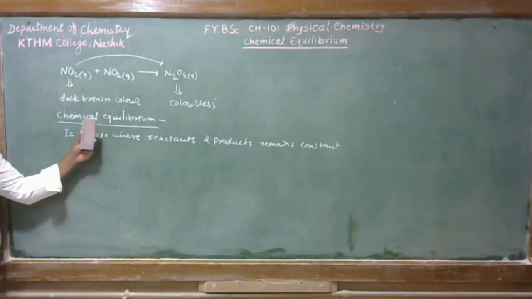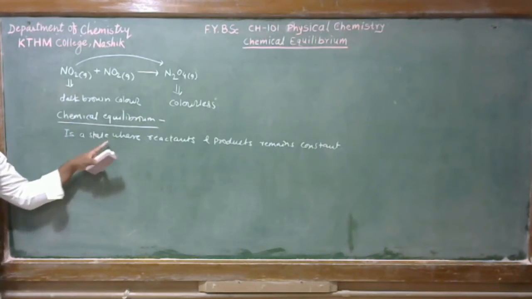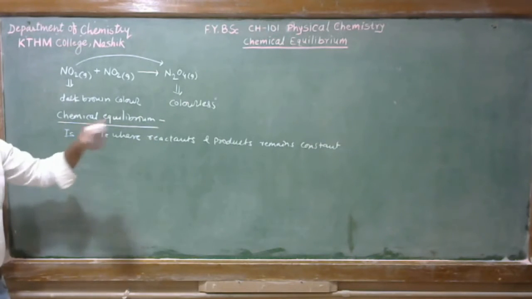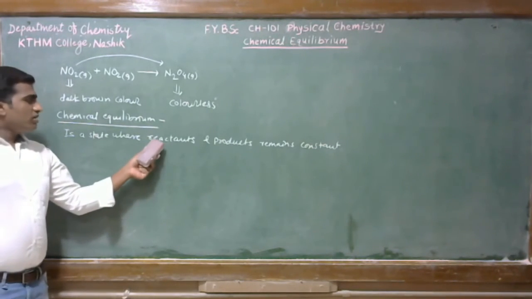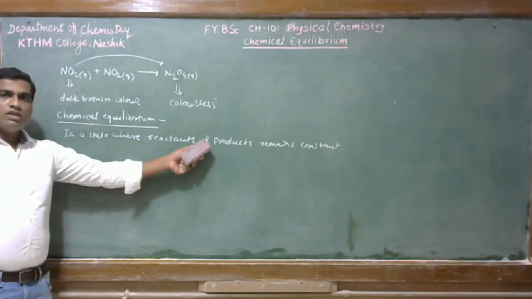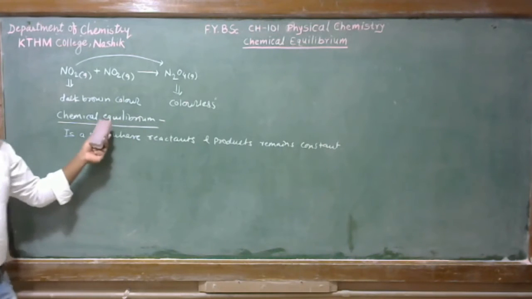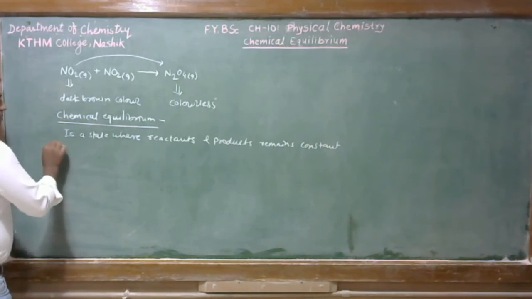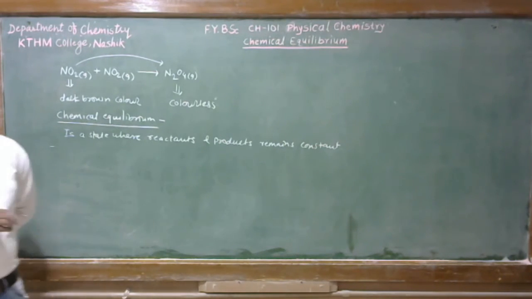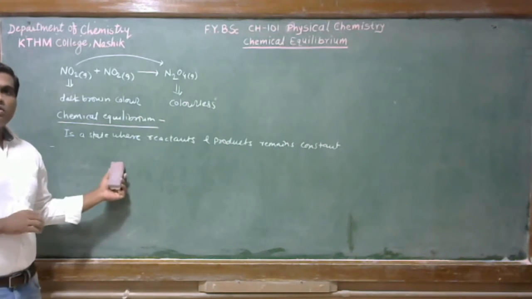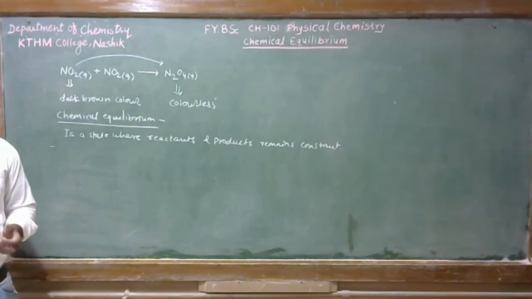Okay, so chemical equilibrium is a state where both reactants and products remain constant. That is, the concentration of reactants as well as the products remains constant, known as the chemical equilibrium. Okay, but at the molecular level there is some activity.